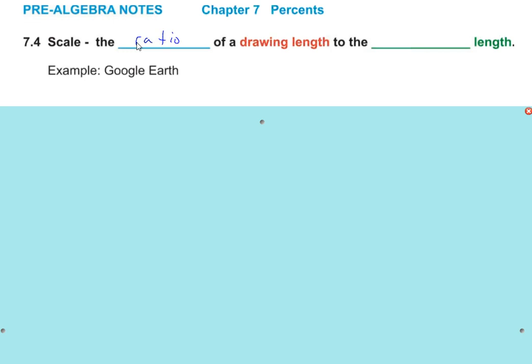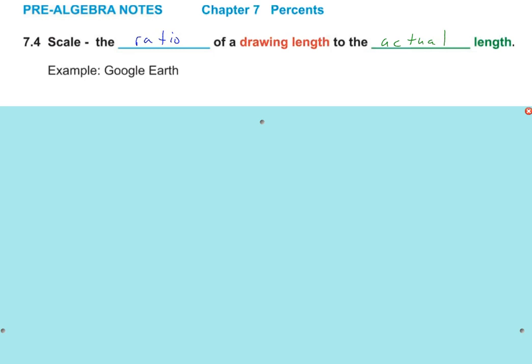Scale: the ratio of a drawing length or an object length to the actual length.